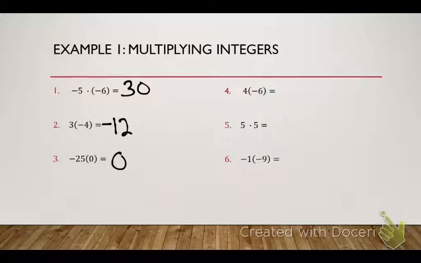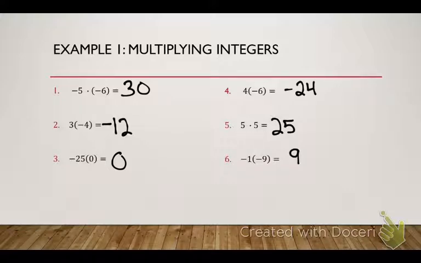All right, go ahead and solve 4, 5, and 6 and check with your neighbor on your answers after you've solved it by yourself. Okay, everyone together, 4 times negative 6. Negative 24. 5 times 5. 25. Negative 1 times negative 9. Positive 9. Okay, who got them all? All right, very good.